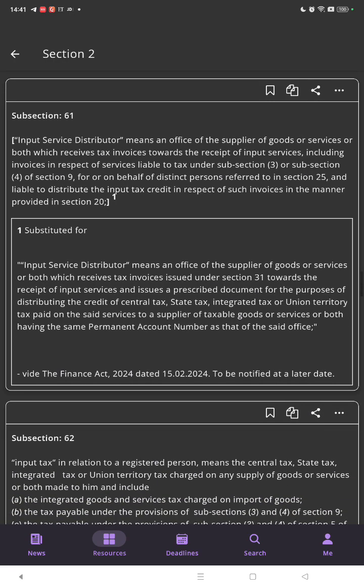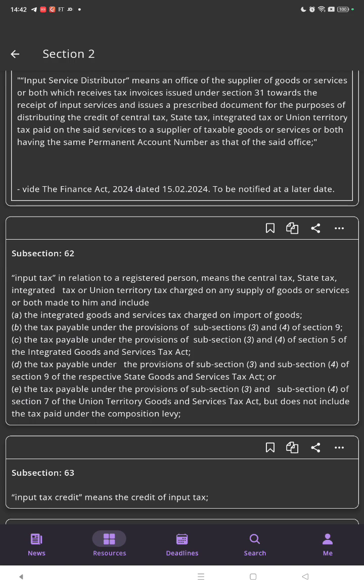Substituted for input service distributor: input service distributor means an office of supplier of goods or services or both which receives tax invoice issued under section 31 towards the receipt of the input services and issues a prescribed document for the purpose of distributing the credit of the central tax, state tax, integrated tax, or union territory tax on said services to a supplier of the taxable goods or services or both having the same permanent account number as that of the said office. Via Finance Act 2024, to be notified at a later date.